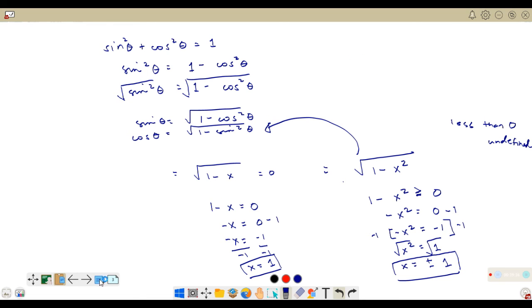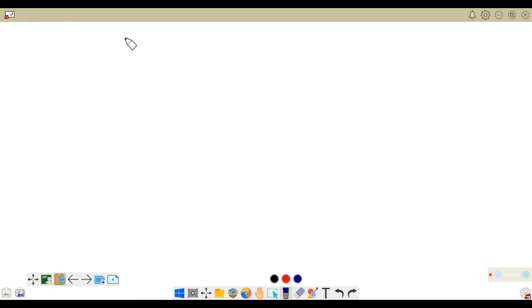So, magkakaroon tayo ng divisions. So, ang x squared na 1 minus x squared must be greater than or equal to 0 will give you the values of x must be greater than or equal to positive, negative 1. So, positive 1 yung isa niyang value, negative 1 yung isa pa.